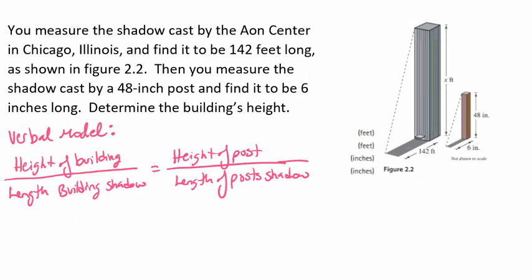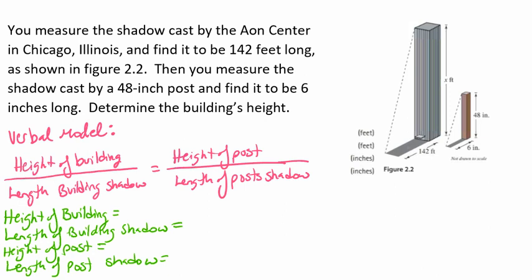So we just need to come up with some labels so that we know what everything is going to be. The 4 labels we have here are the height of the building, the length of the building shadow, the height of the post, and the length of the post shadow. The height of our building is x. The length of the building shadow is 142 feet. The height of the post is 48 inches. And the length of the post shadow is 6 inches.